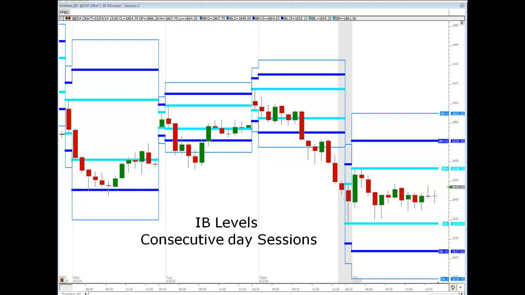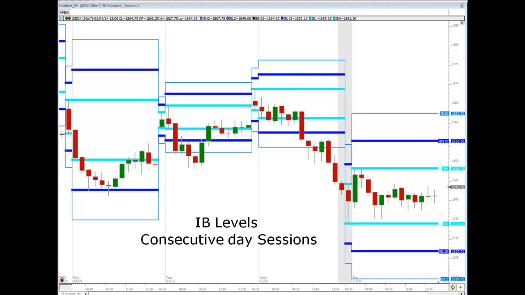First, make the distinction between the day and the evening sessions, since you can also have an IB level for an evening session. We are going to focus our discussion in this session on the day sessions rather than the evening sessions. So the initial balance, as we've defined it, and as we will continue to define it for the purposes of this session, is the first hour of trading during the US day session.